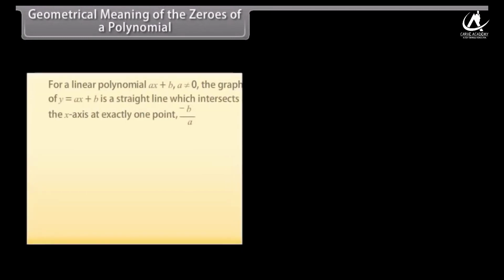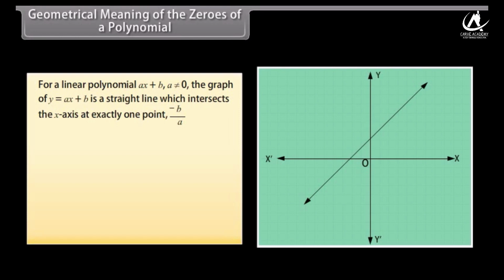Geometrical meaning of the zeros of a polynomial. For a linear polynomial ax plus b, a is not equal to 0, the graph of y is equal to ax plus b is a straight line which intersects the x-axis at exactly one point, minus b upon a. Therefore, the linear polynomial ax plus b, a is not equal to 0, has exactly one 0.